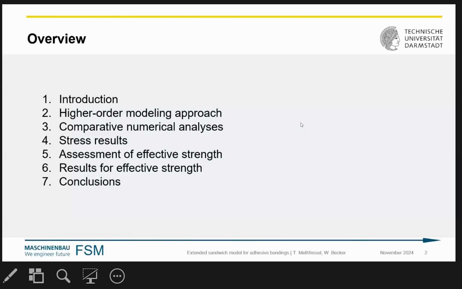Well, the main point will be that I present a higher order modeling approach to you. We will compare it to numerical analysis and get the stress results. And based on that, then we will assess the effective strength, and I will show that this gives realistic predictions.